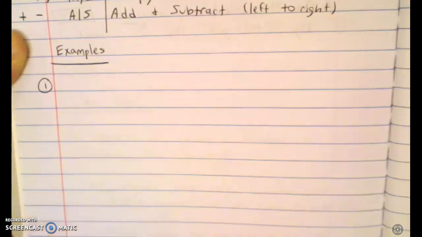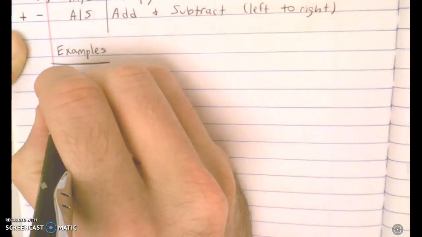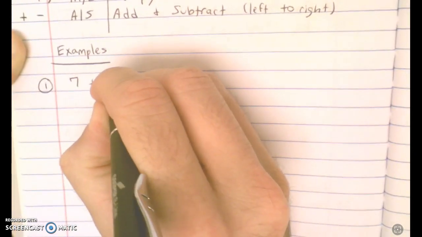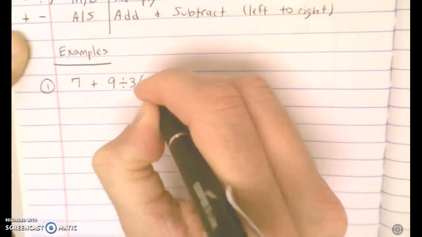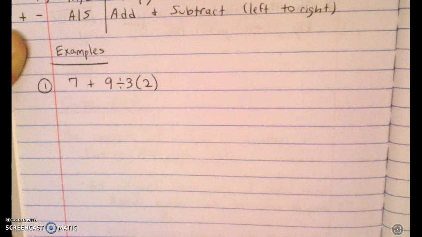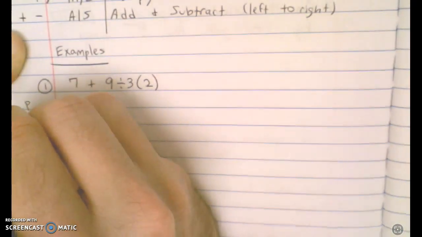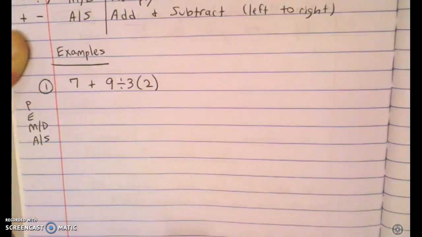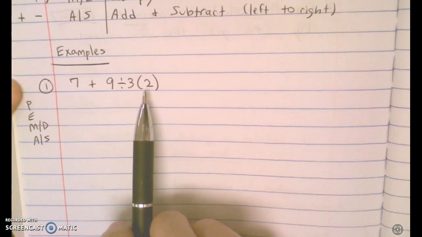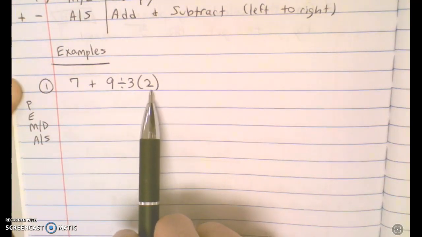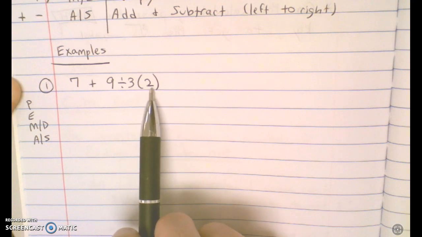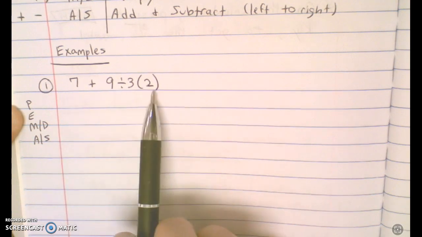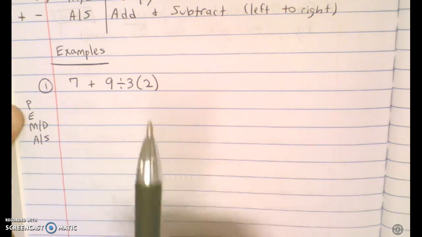Our first example, let's say I gave you 7 plus 9 divided by 3, parentheses 2. Alright, so following my order of operations, I'm going to make my little notation here on the side, PEMDAS. I look for any parentheses. So I do see parentheses in this problem, but there's only a number 2 inside of it, so I don't have to do anything inside of this parentheses. So in this case, this parentheses means multiply. So then I look for exponents. There are no exponents in this problem, so I can skip that step.